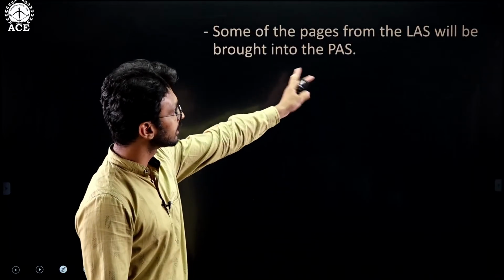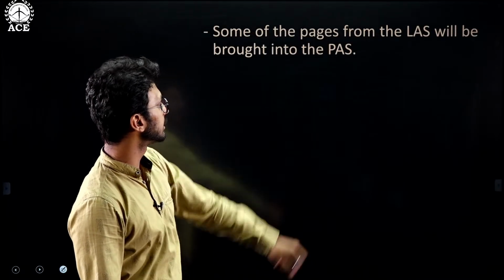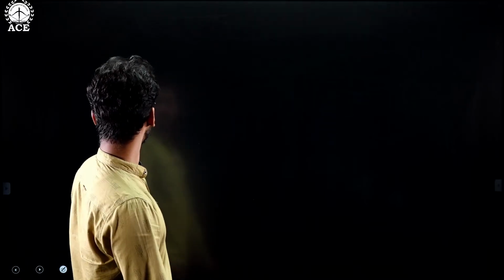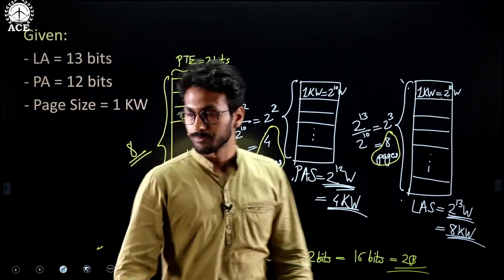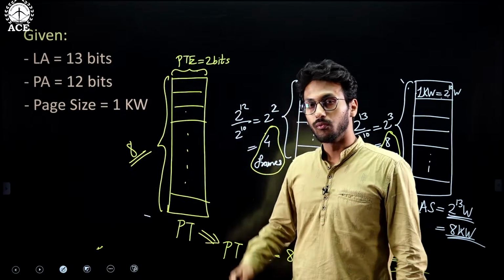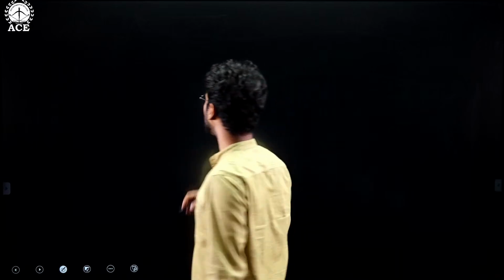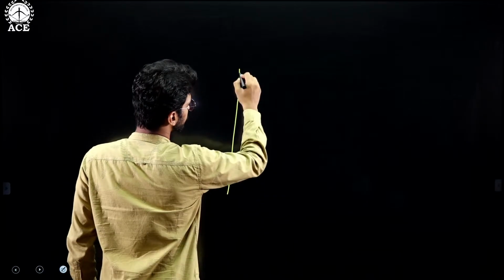Some of the pages from the logical address space will be brought into the physical address space. Okay, let's talk in detail about pages. Just have a look at this one. Page size is 1 kiloword. They have mentioned page size as 1 kiloword. What does it actually mean? 1 kiloword means what?